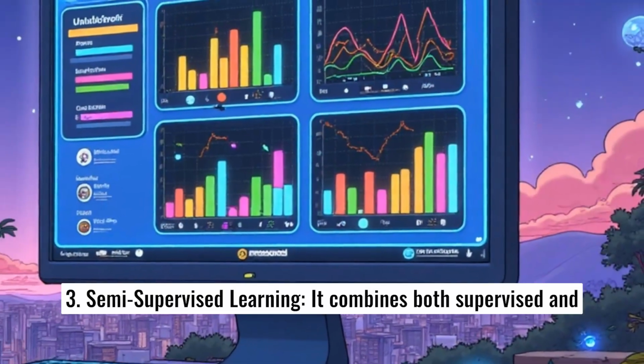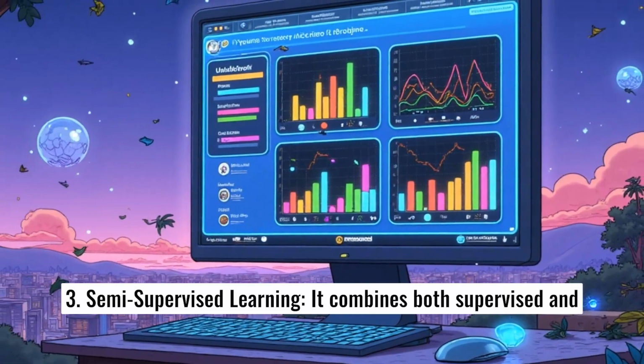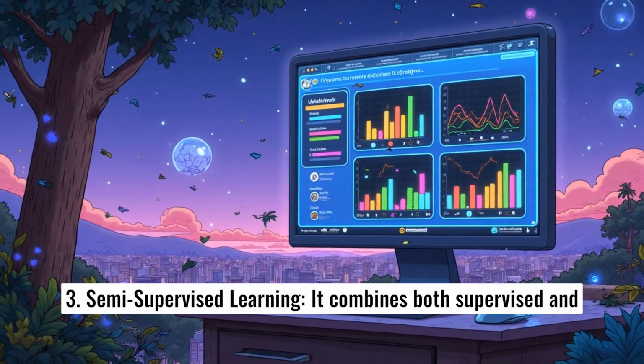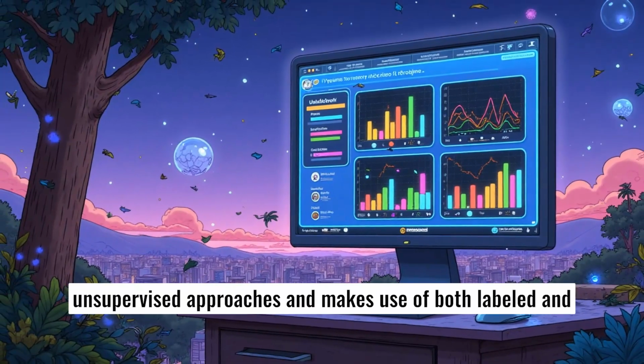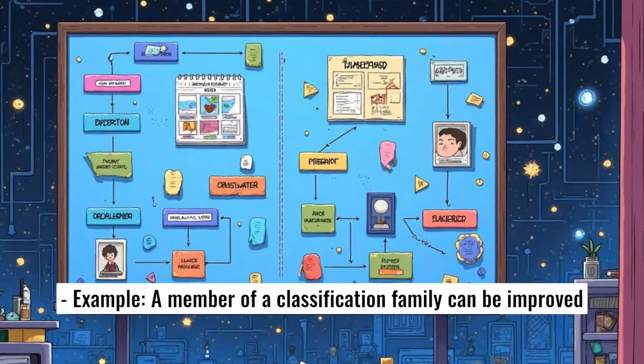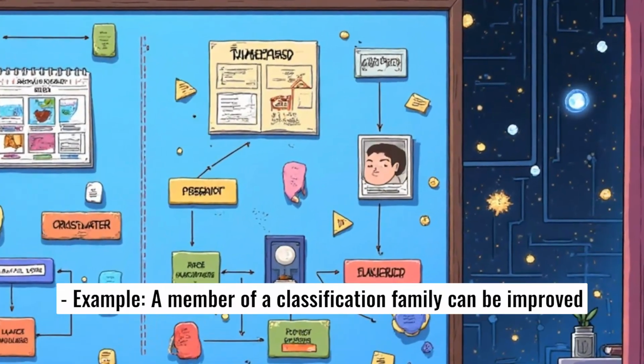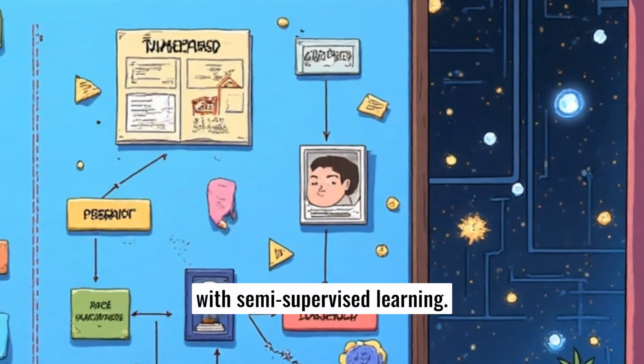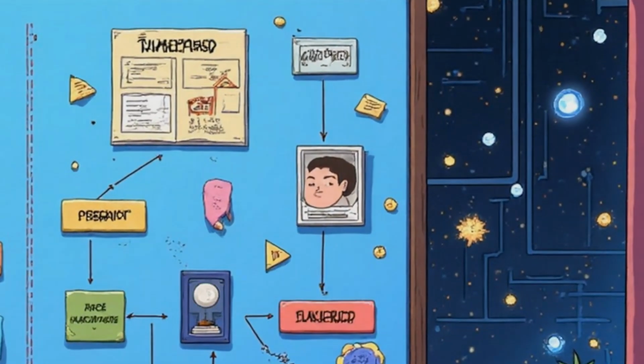3. Semi-supervised learning. It combines both supervised and unsupervised approaches and makes use of both labeled and unlabeled data for training. Example: a member of a classification family can be improved with semi-supervised learning.